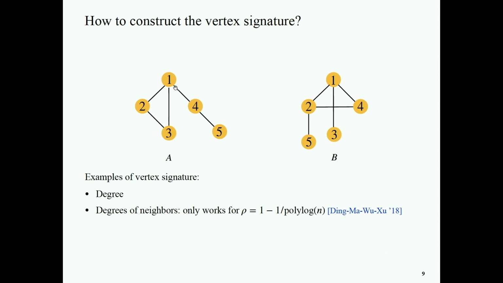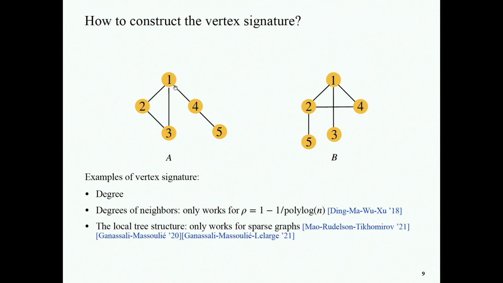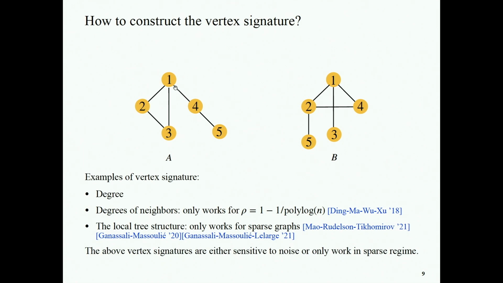So how about we include more, like instead of just the one-hop neighborhood, the m-hop neighborhood? These are some algorithms developed by these researchers that utilize the m-hop neighborhood information. The good thing is that it uses more information, but the tricky thing is that it requires the local neighborhood to be a tree structure. That's why all the algorithms listed here require the graph to be sparse. If the graph is too dense, it cannot be a tree structure, so it doesn't work. So everything in this list is either sensitive to noise or only works for sparse graphs. Then we need something completely new.